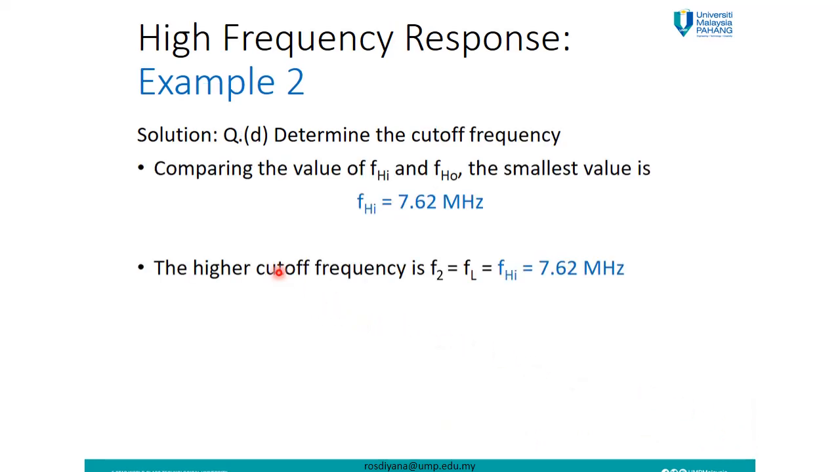For question D, determine the cut-off frequency. Now, we compare the values of fH in and fH out. The smallest value is fH in with 7.26 megahertz. So the higher cut-off frequency is fH in.